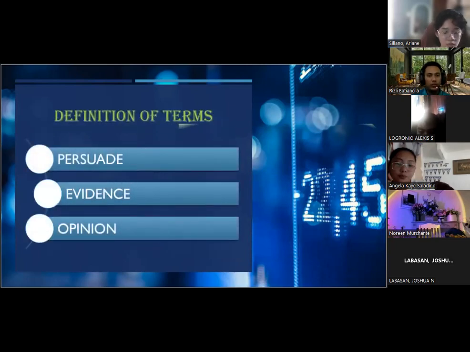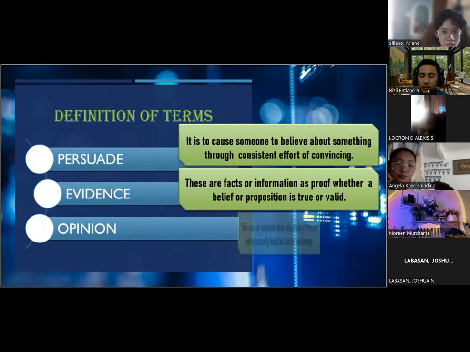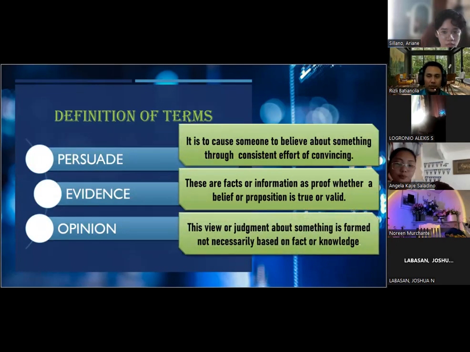Last sets of definition of terms. Persuade, evidence, and opinion. So persuade, from the word itself, to convince. Okay, so lagi nyo nang naririnig yun. It is to cause someone to believe about something through consistent effort of convincing. So that's one characteristic dapat of a position paper. Okay, so dapat nakakapag-persuade siya ng mga nagbabasa, para makitake ng side sa inyo yung nagbabasa ng inyong position paper. So, to cause someone to believe about something through consistent effort of convincing.